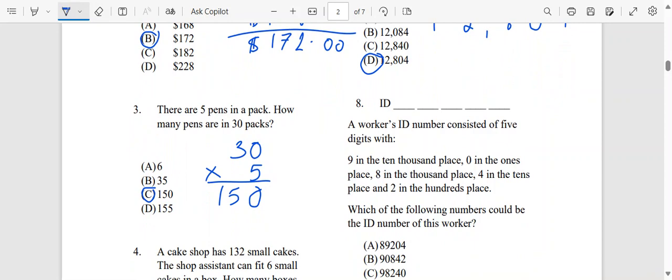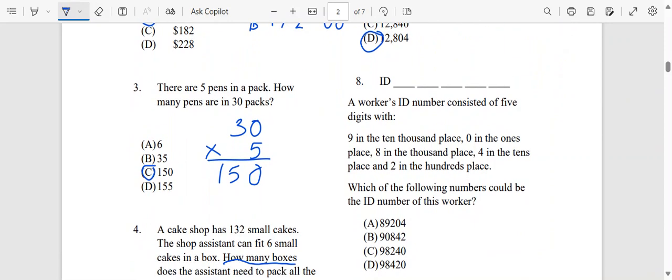Number 8. A worker's ID number consists of 5 digits. And if you notice, 5 digits: 1, 2, 3, 4, 5. See there? 1, 2, 3, 4, 5. All right, so there are 5 digits that we're going to be putting onto that.